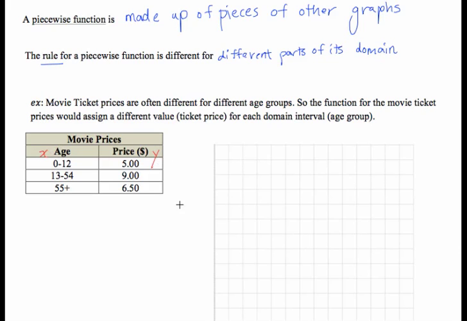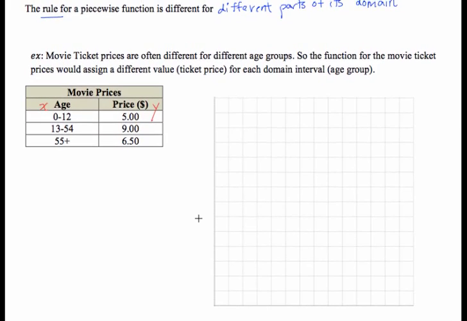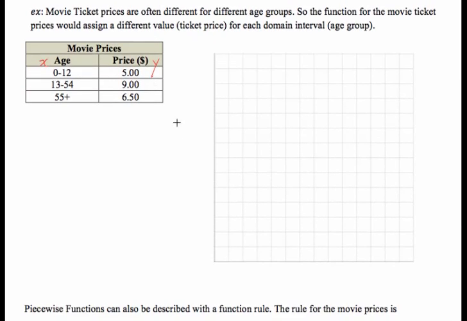So first what I want to do is just graph this movie function. Age will be on our x-axis, down here, this is age. And this will be price up here. Price is on the y-axis. So if the age is between 0 and 12, it's $5. If the age is between 13 and 54, it's $9. And if your age is over 55, you're going to pay $6.50.